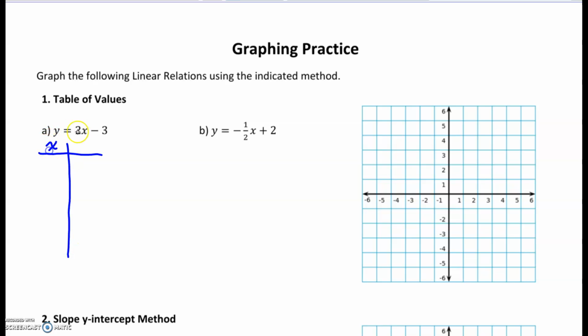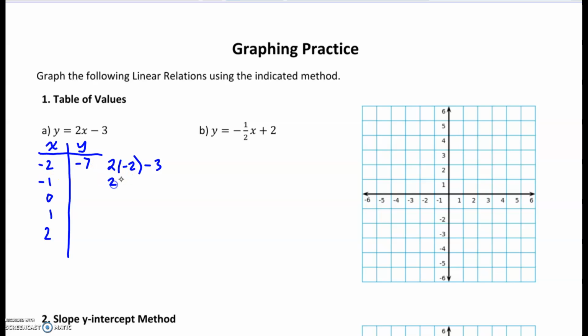And we're going to have our x and our y column. Now the x values you pick, and I've said in the past that you choose -2, -1, 0, 1, 2, so you get a balance of x values on the negative and the positive side. So now we're going to sub -2 in. So we know that it'll be 2 times -2 minus 3. So 2 times -2 is -4, minus 3 is -7.